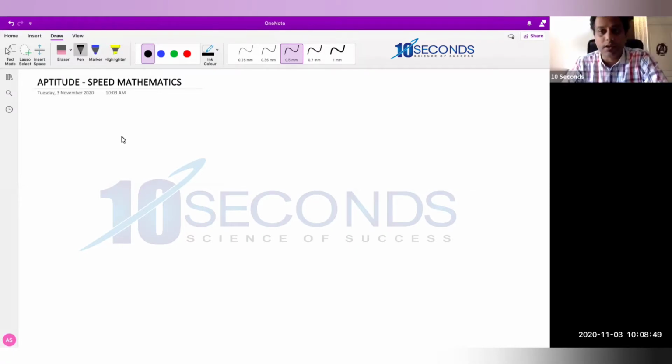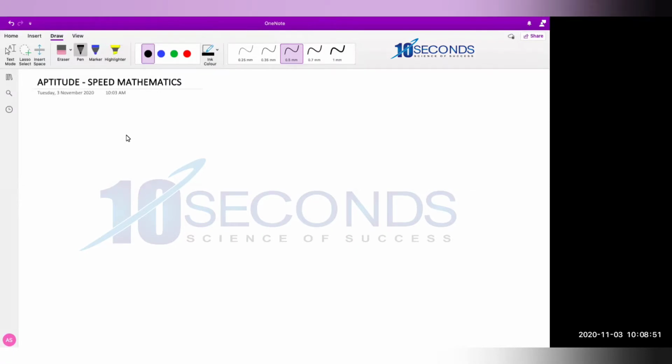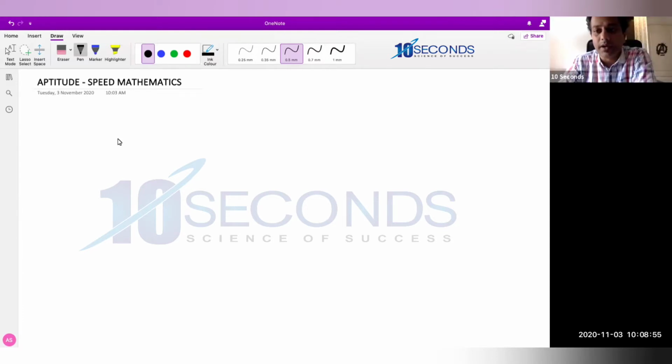Hello guys, let's look into one more shortcut. Let's focus on LCM and HCF shortcuts today. Before I take a shortcut, let me explain LCM and HCF quickly. LCM and HCF, I'll repeat.